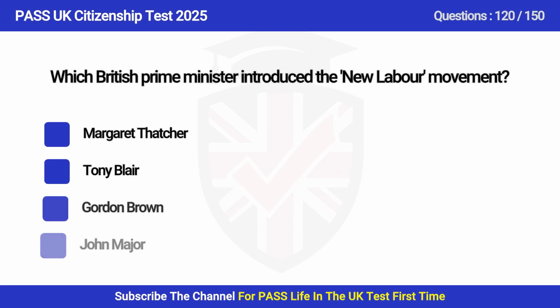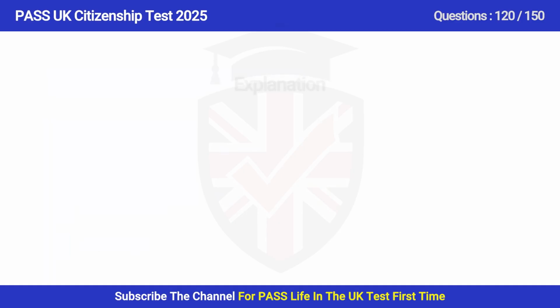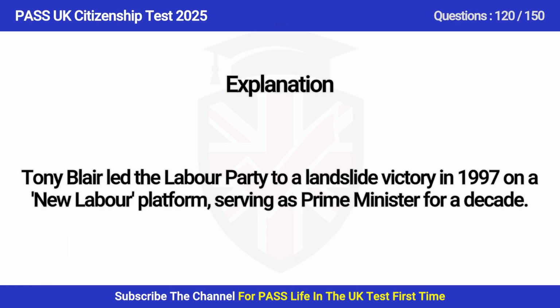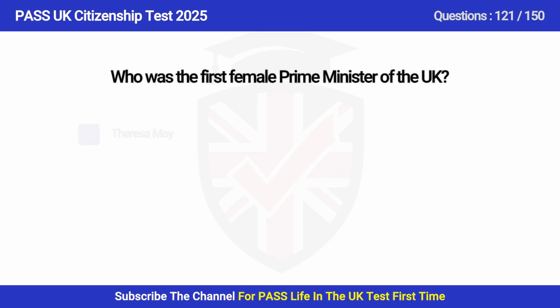Question 120. Which British Prime Minister introduced the New Labour movement? A. Thatcher, B. Tony Blair, C. Brown, D. John Major. Answer is B. Tony Blair. Tony Blair led the Labour Party to a landslide victory in 1997 on a New Labour platform, serving as Prime Minister for a decade. Question 121.